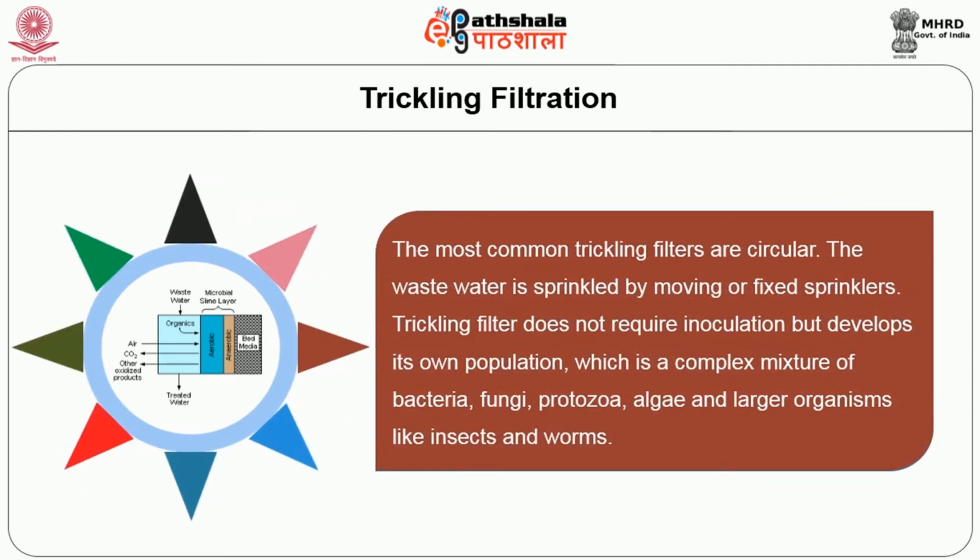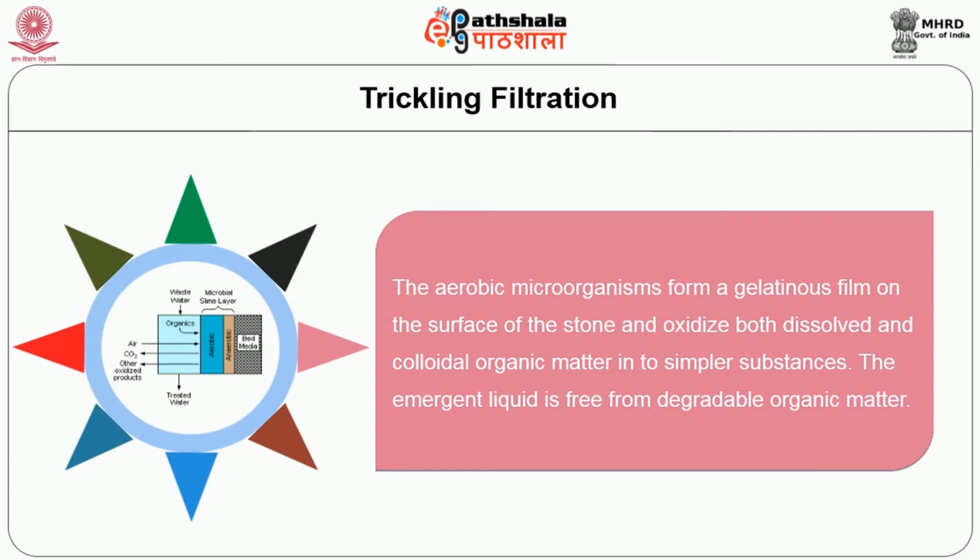The most common trickling filters are circular. The wastewater is sprinkled by moving or fixed sprinklers. Trickling filter does not require inoculation but develops its own population, which is a complex mixture of bacteria, fungi, protozoa, algae and larger organisms like insects and worms. The aerobic microorganisms form a gelatinous film on the surface of the stone and oxidize both dissolved and colloidal organic matter into simpler substances. The emergent liquid is free from degradable organic matter.